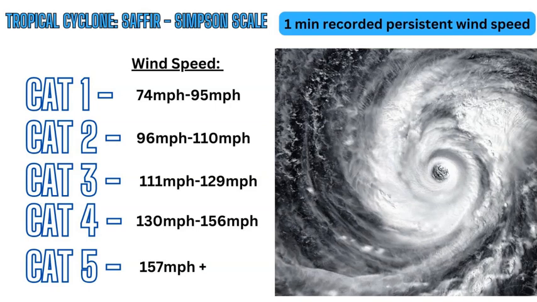Now, this is based on what's called the Saffir-Simpson scale, which was formulated by two gentlemen, Saffir and Simpson, Simpson being a meteorologist and Saffir being a civil engineer, in 1971, and then brought to the public through the National Weather Service in America in 1973.